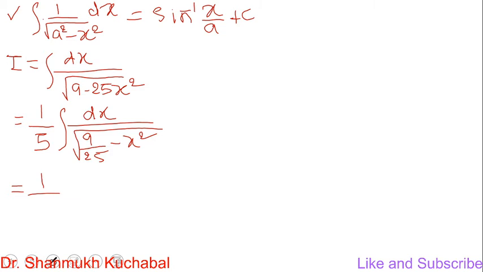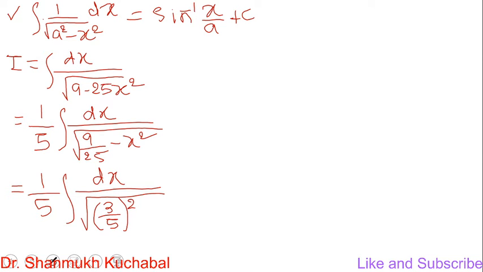Once again I rewrite this: 1 divided by 5 integral of dx divided by under the square root of, 9 by 25 is 3 by 5 whole square, a square minus x square. So here it is now in standard form. We have to apply the formula: 1 upon 5 as it is, sine inverse.